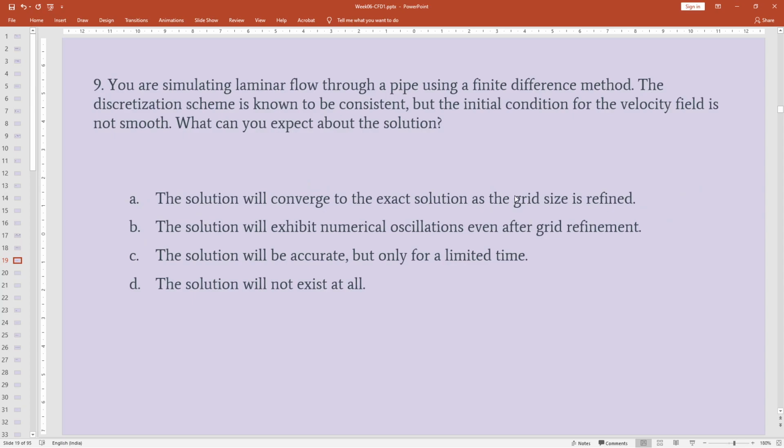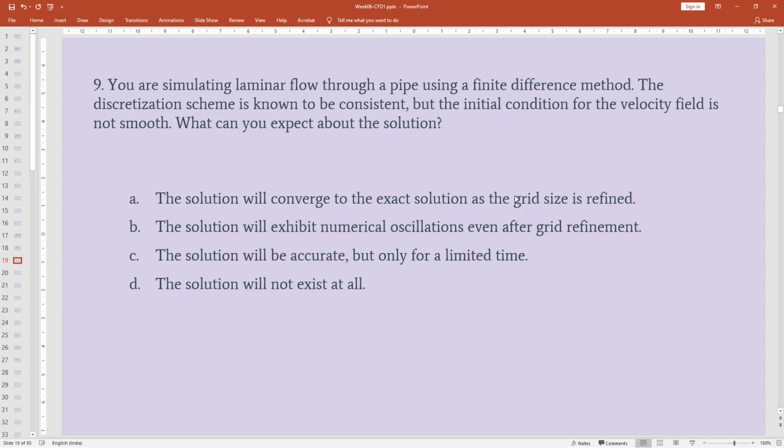Moving on to the next question. You are simulating a laminar flow through a pipe using the finite difference method. The discretization scheme is known to be consistent, but the initial condition of the velocity field is not smooth. What can you expect about the solution?